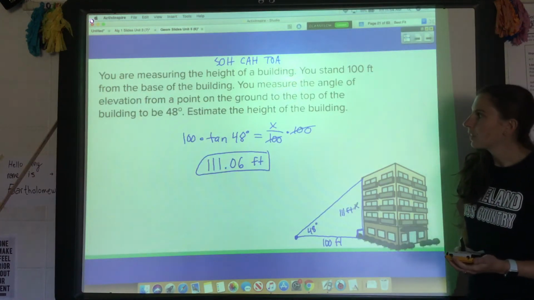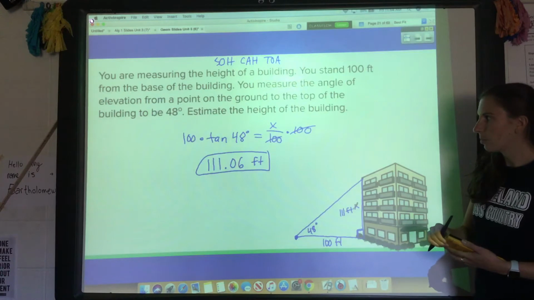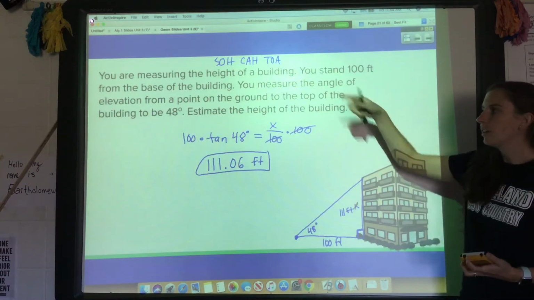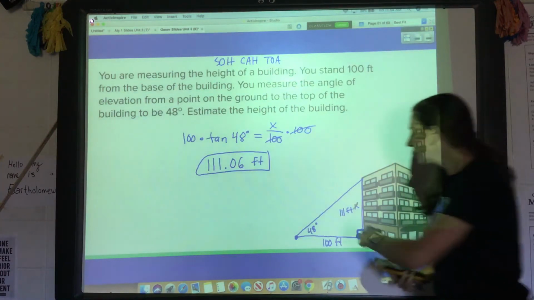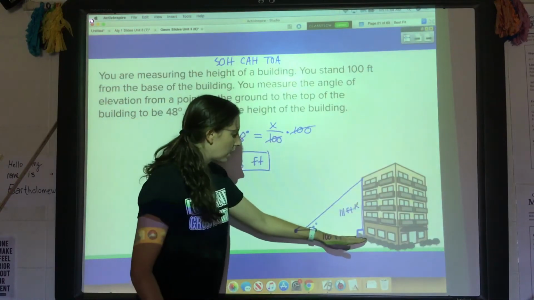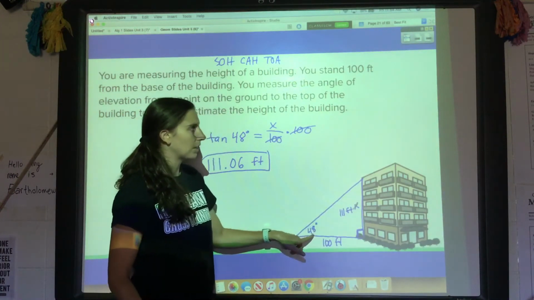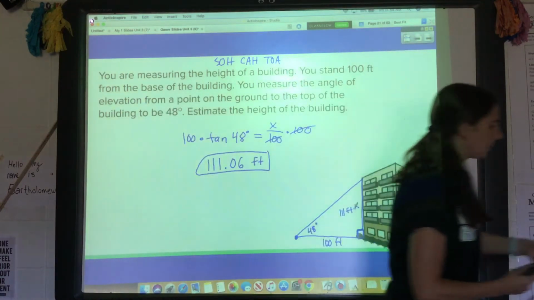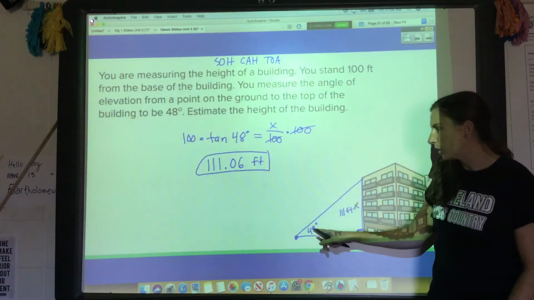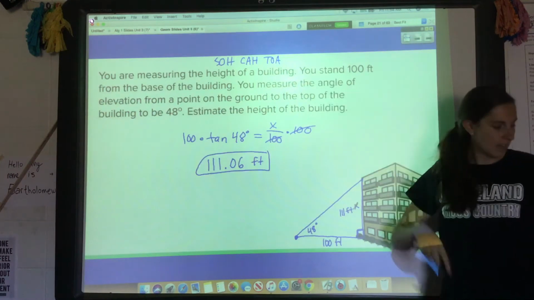There we go. A couple things I want to point out. First of all, it says the angle of elevation. That means as you start horizontally and then elevate, it's going to be 48 degrees. We'll talk more about that in a second. Also, how did we know that was 48 degrees? It says you measure it. How do you do that?